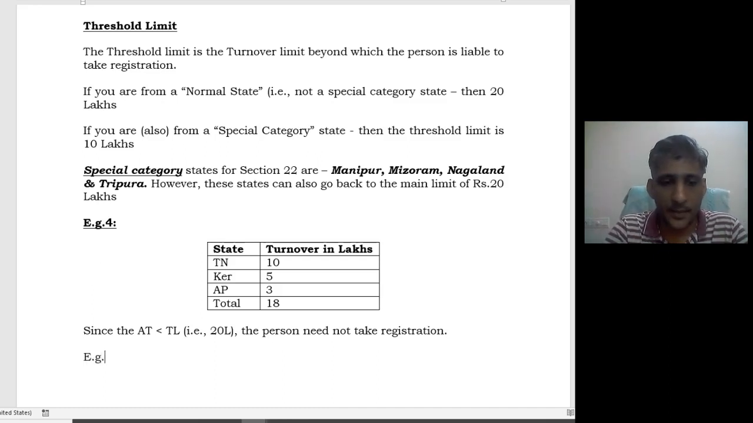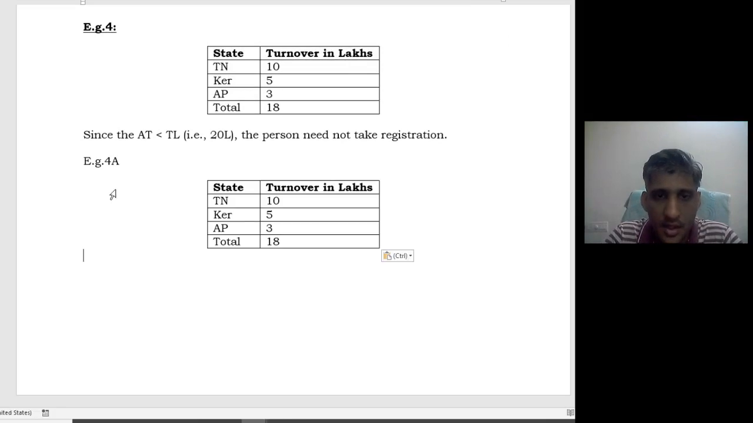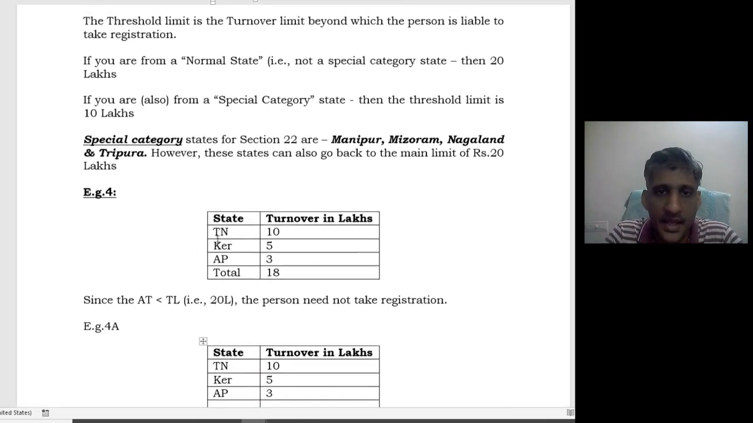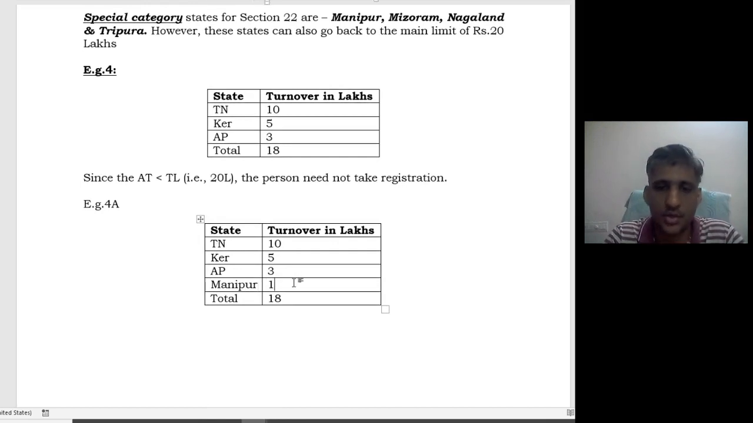Okay, now example number 4a. Example number 4a, we will take the same turnover, same states, along with AP. Let's say we will also add Manipur. Manipur will put just 1 lakh turnover. Now what happens? 10 plus 5 plus 3 plus 1, it is 19 lakhs.